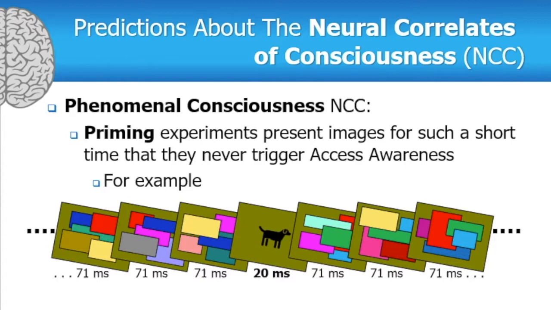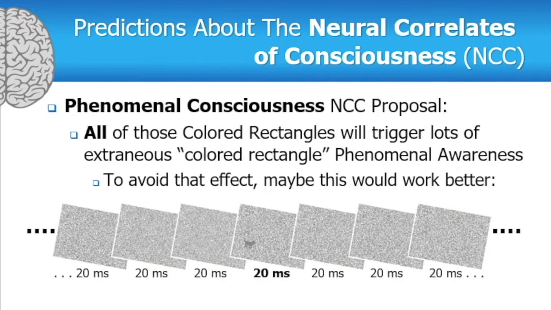My suggestion for an experiment that might be more effective at measuring phenomenal consciousness is shown here. The idea is to present all images for the same short period of time, but have the masking images look like visual white noise so that no meaningful phenomenal awareness would be triggered, except for the target image, where a meaningful image is presented on the white noise background.